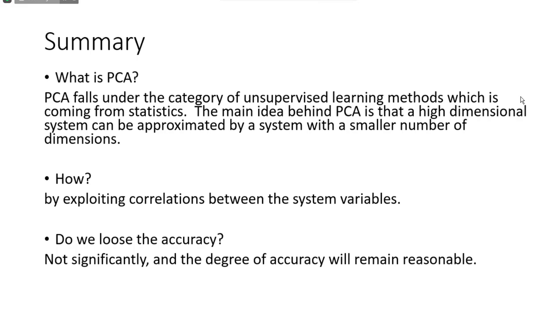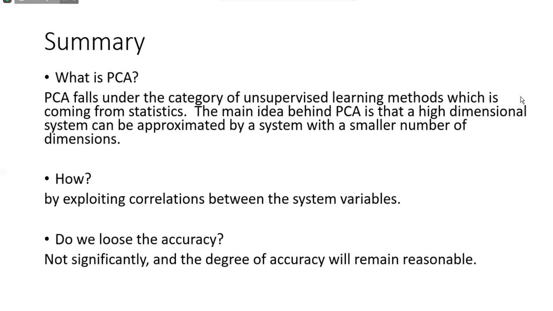For this kind of analysis, sometimes we want to make a model that has only 3 dimensions. PCA can help us summarize all the variables that we have in our model into only 3 dimensions and 3 variables that we can work with. The second question is how we can do it by exploiting correlations between the system variables. Here the correlations are important, and we basically investigate the relation between the variables and try to summarize the variables that are related to each other into one factor.